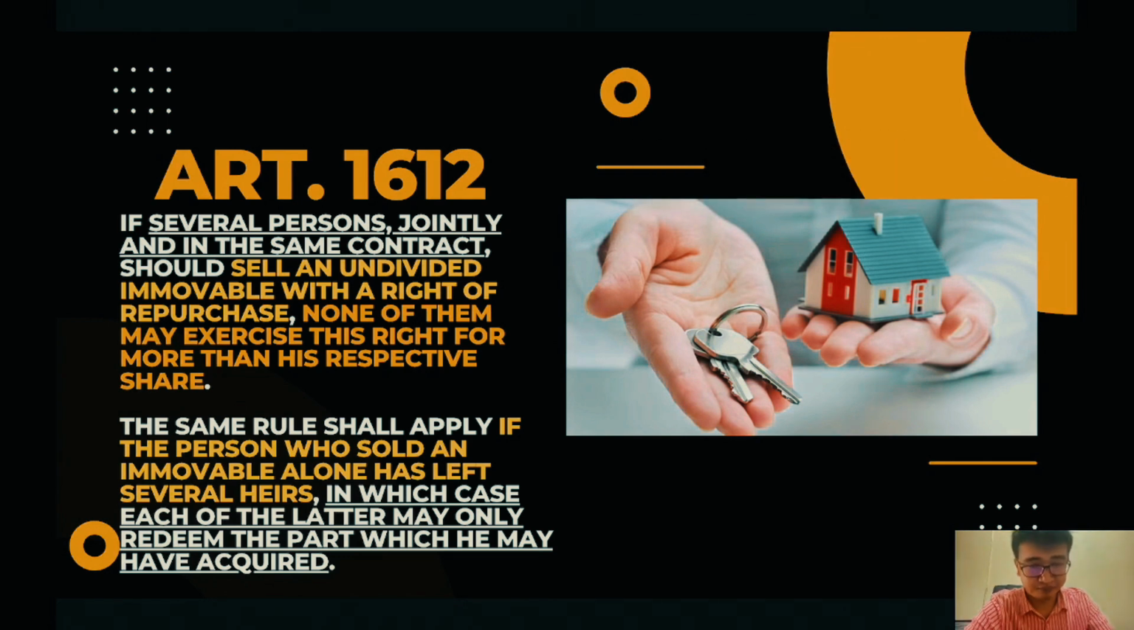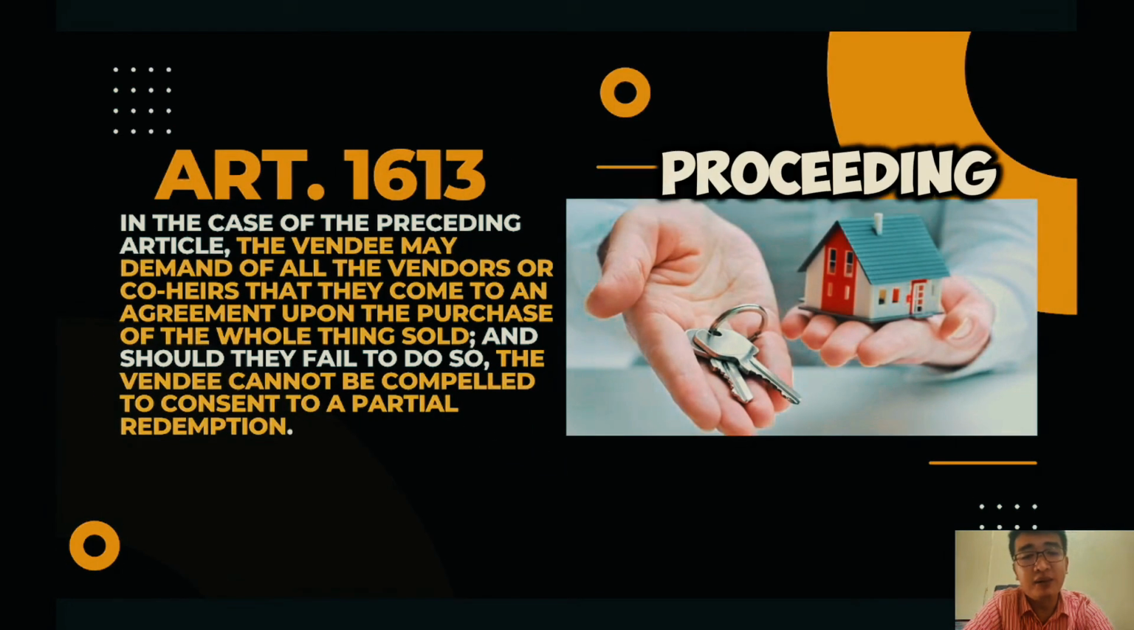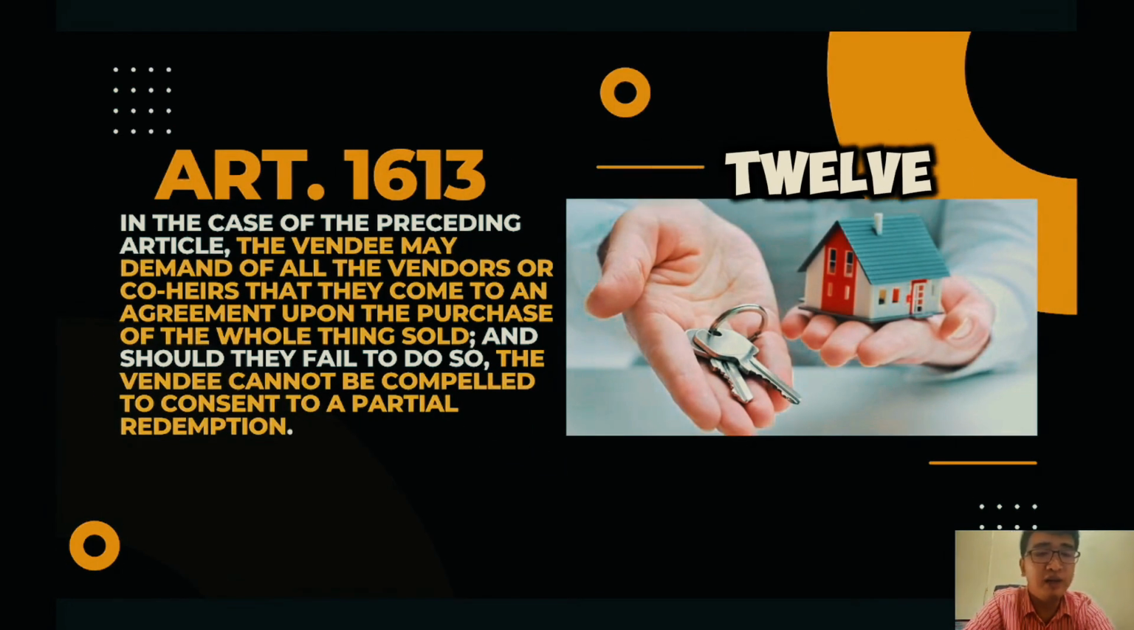Why? Because just like as stated in the first paragraph, none of them may exercise the right for more than his respective share. Kumbaga, to each his own. To each share is his own share. Kumbaga, ganun. Okay? That's Article 1612. Article 1613, in the case of the preceding article, meaning 1612, the vendee may demand of all the vendors or co-heirs that they come to an agreement upon the purchase of the whole thing sold.